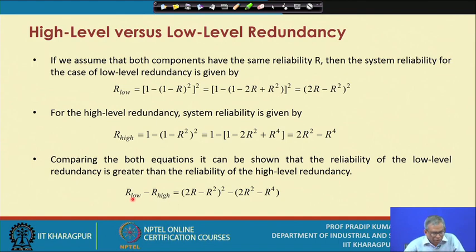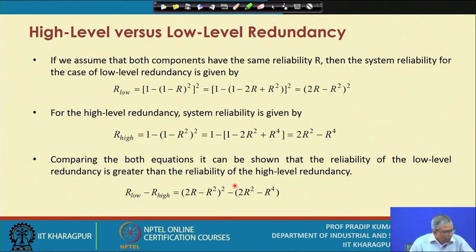So, R low minus R high is equal to, ultimately, these expressions in this particular case. Is it okay? This way you compute: you try first with high level redundancy, and again with low level redundancy, and then you compare. Whichever system has the higher reliability, you opt for that one.